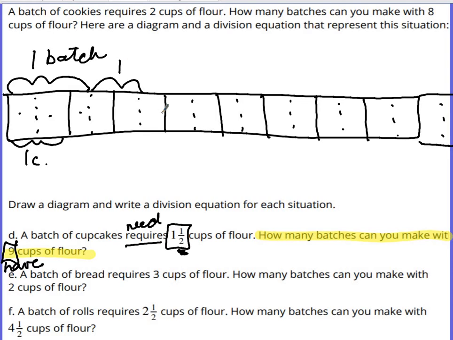Now what do I do? Do it again. Oops, I didn't go far enough on that one, did I? There we go. Do it again. So 1, 2, 3. Right? Do it again. 1, 2, 3. So here's 1. Here's 1. 1, 2, 3. Here's 1. 1, 2.